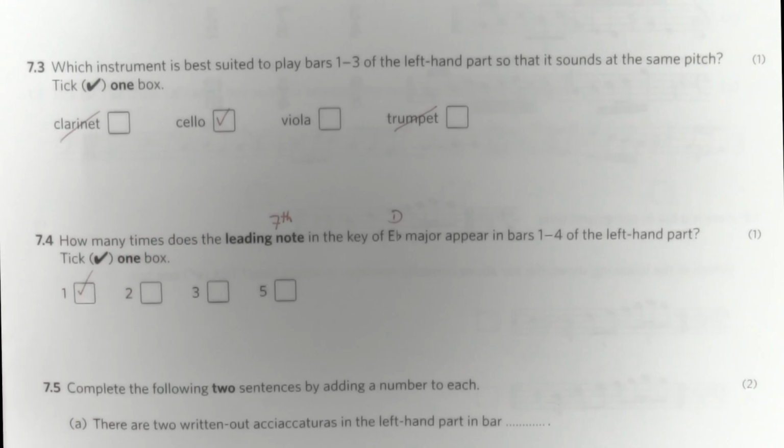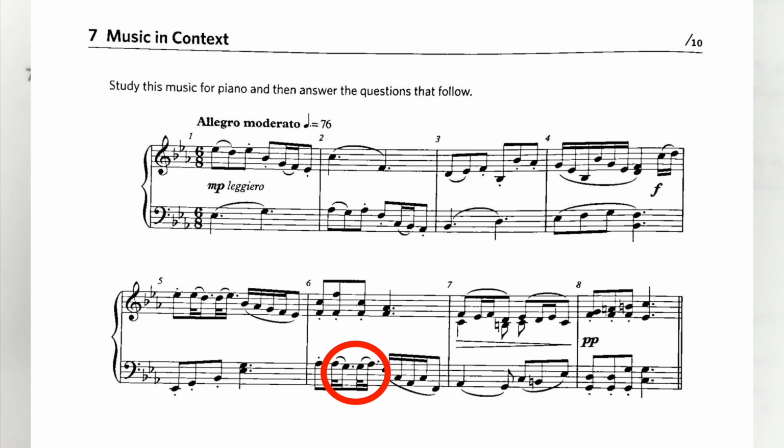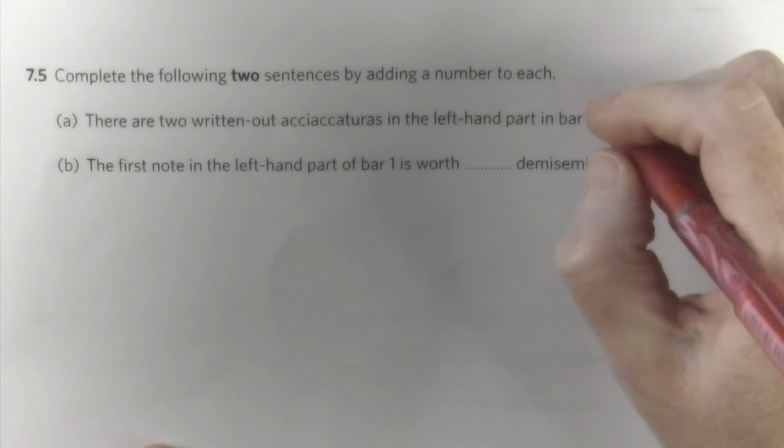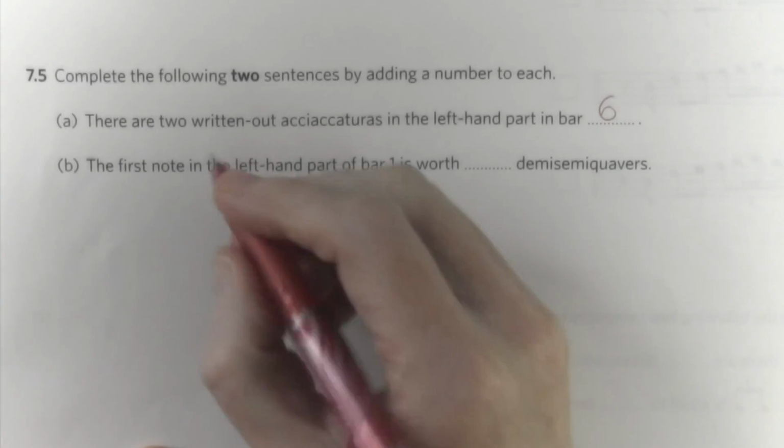The last question. We need to complete the 2 sentences by adding a number to each. There are 2 written out acciaccature in the left-hand part in bar 6. And here they are. Quick notes, 2 notes involved, and they are quick. Ta-da, ta-da.